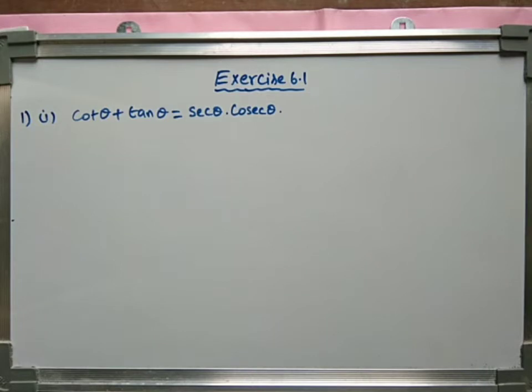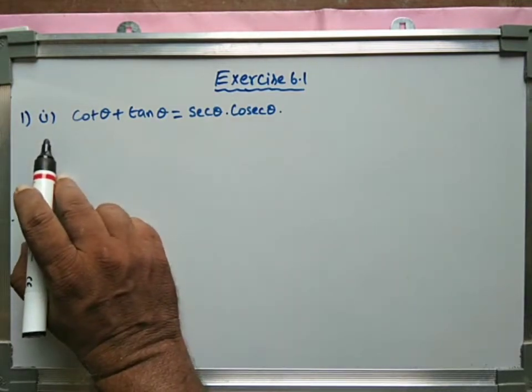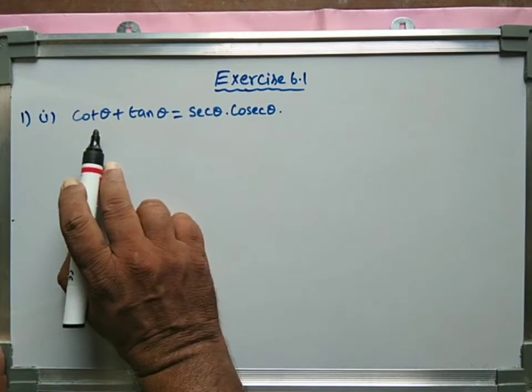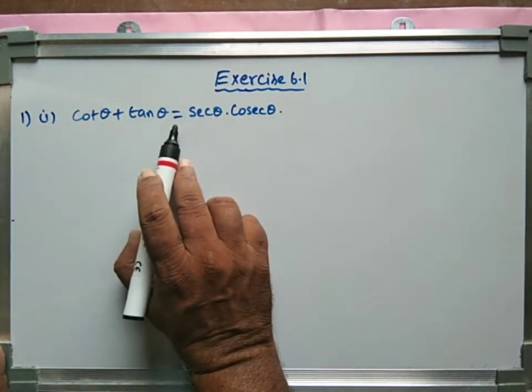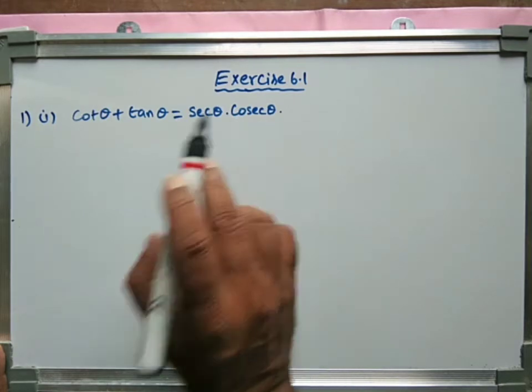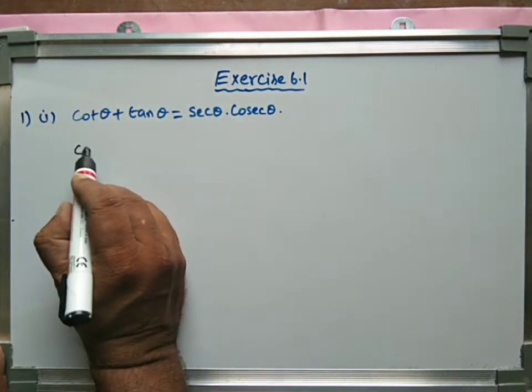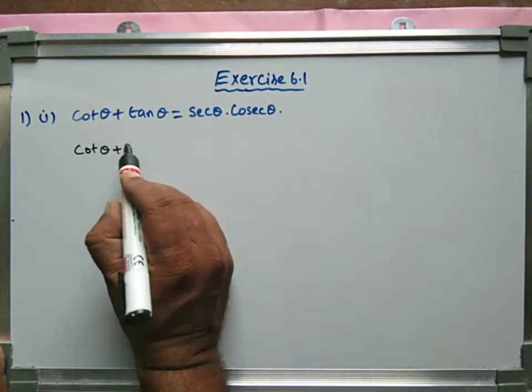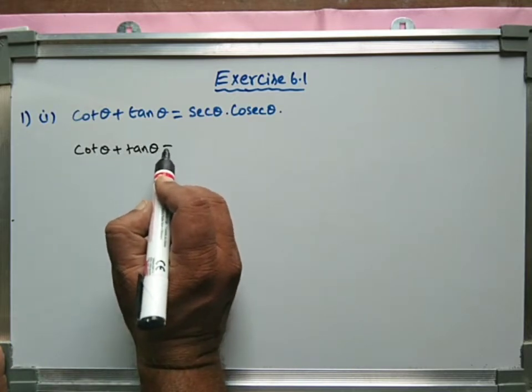Students, in this video we are going to learn the solutions for problem number 1 and problem number 2 in the exercise 6.1. Now the first problem here. Prove that cot theta plus tan theta equal to secant theta into cosecant theta. So to prove this we take first cot theta plus tan theta.